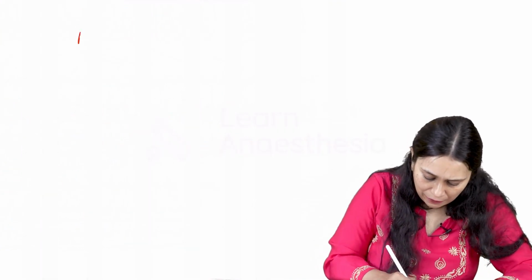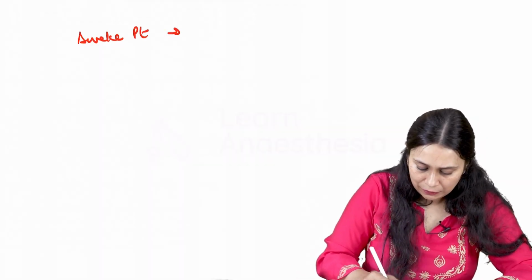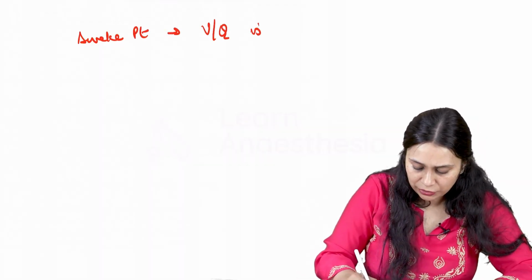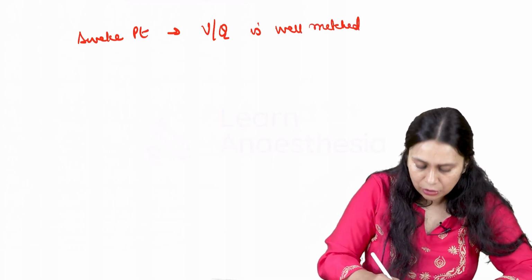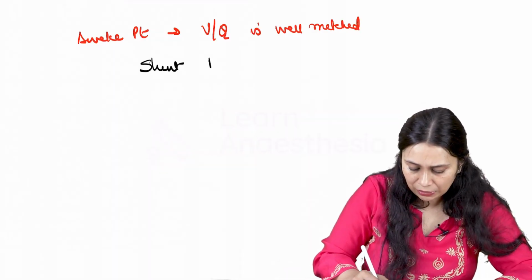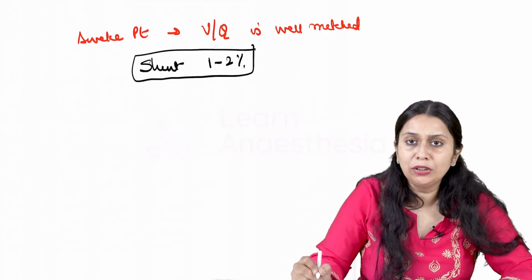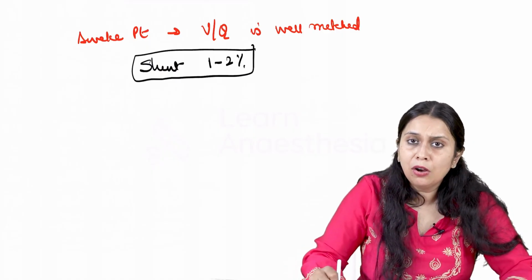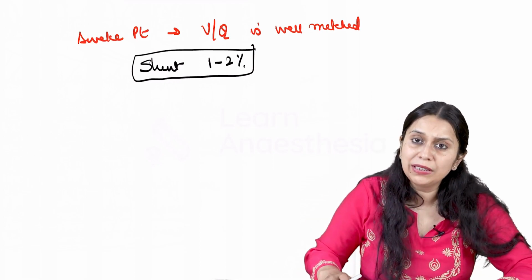So in an awake patient, VQ is well matched. So shunt fraction is very minimal. Shunt is hardly 1 to 2%. Right, everyone? Okay. So what happens when we anesthetize someone during anesthesia?